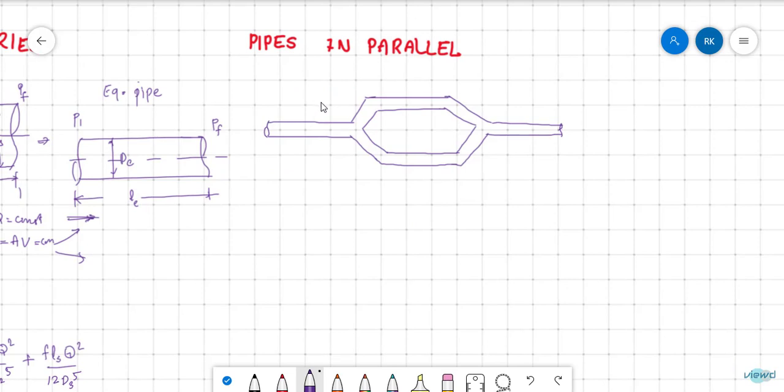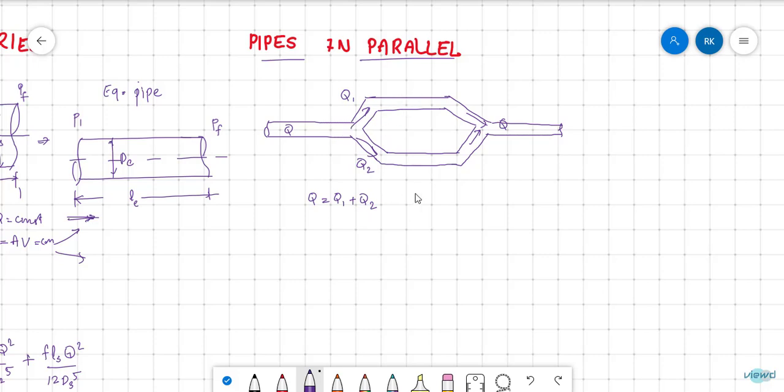Now we will see pipes in parallel. In pipes in parallel, the fluid is divided into branches. So if Q comes from here, Q1 is divided here and Q2, and again they are joined and discharge will be same here. So Q1 and Q2 will be distributed if there are two branches. In this case, Q is equal to Q1 plus Q2.